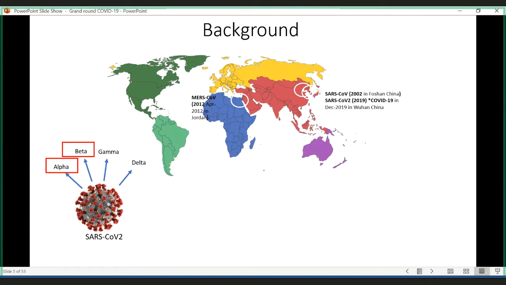There are 4 genera of the coronaviruses, as we see here: alpha, beta, gamma, and delta. I highlighted the alpha and beta in red because they have the ability to transmit infections from animals to humans. And that's what we think happened with COVID-19, when it transmitted from bats to humans.